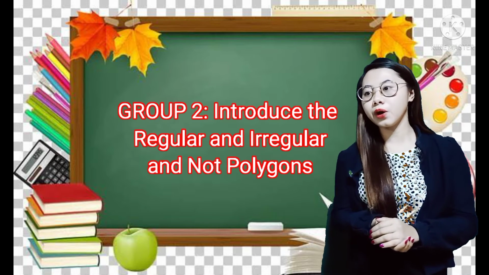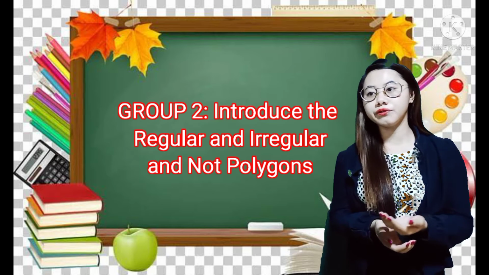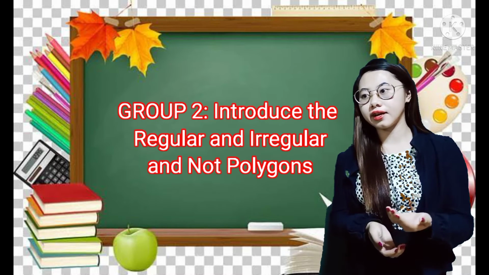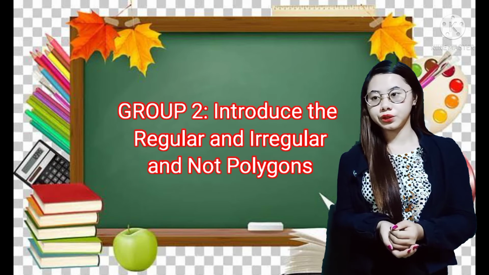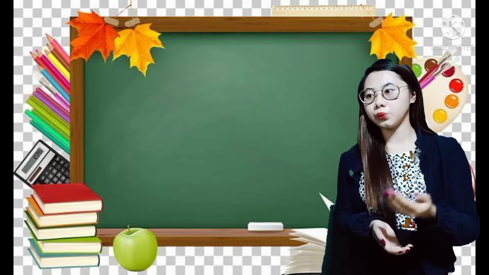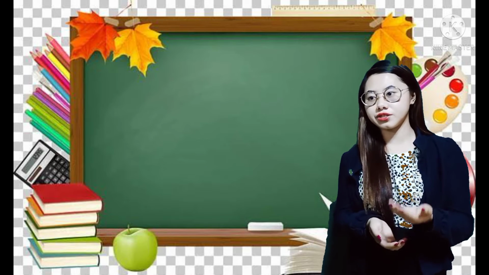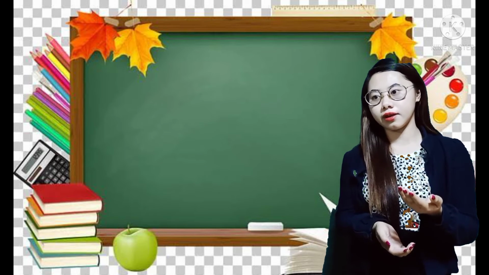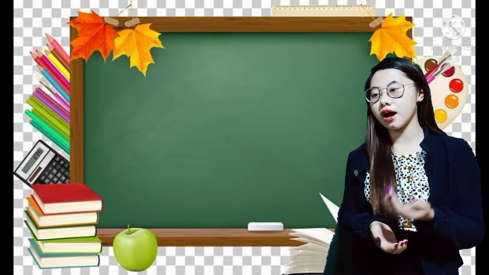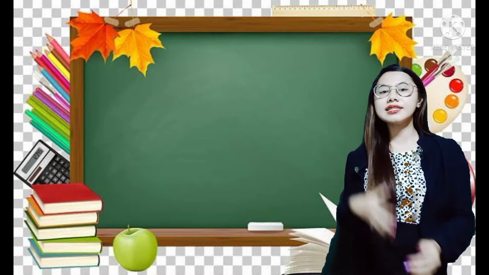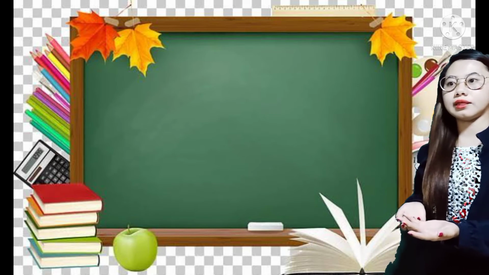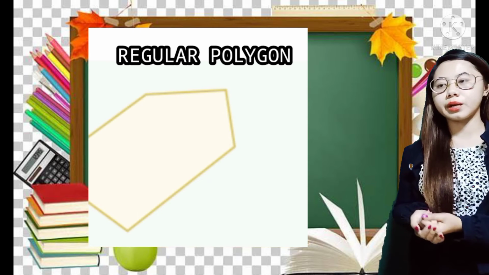A regular polygon is a polygon where all of the side lengths are equal and all of the angle measures are equal. In other words, the polygon is an equilateral polygon, where all the side lengths are the same, and an equiangular polygon, where all the angles are congruent.